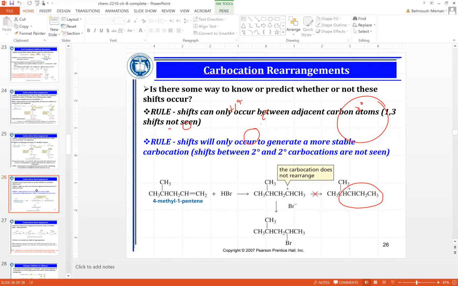Would it matter which methyl group shifts? No. It's sp3 and they're all equal. So it doesn't matter.